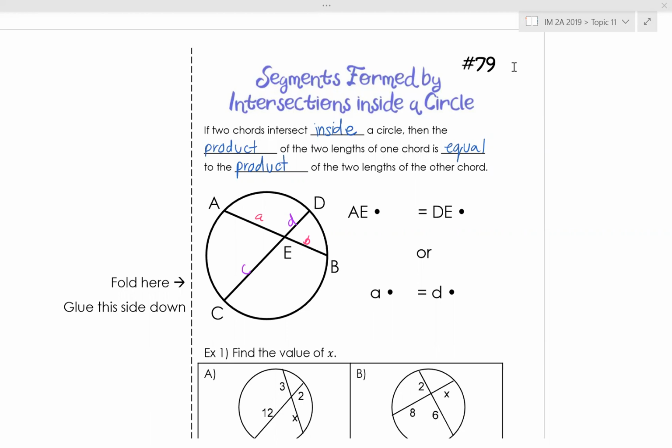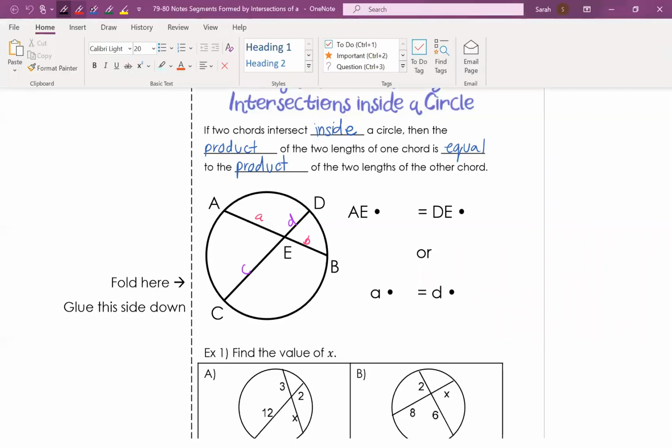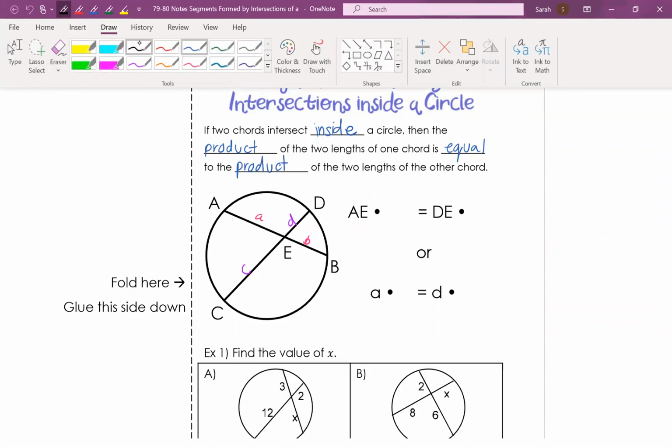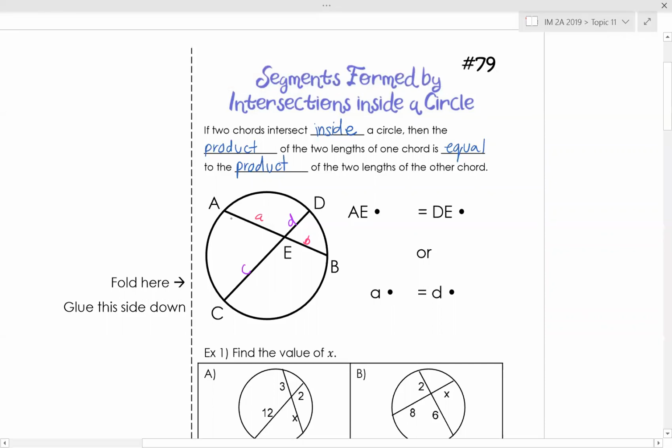If two chords intersect inside the circle, then the product of the two lengths of one chord is equal to the product of the two lengths of the other chord. So what that means is that AE, this length, times the other length of that chord, which would be EB or BE, is equal to the length DE, which is the small length of the other chord, times the length EC, which is the other part of that chord.